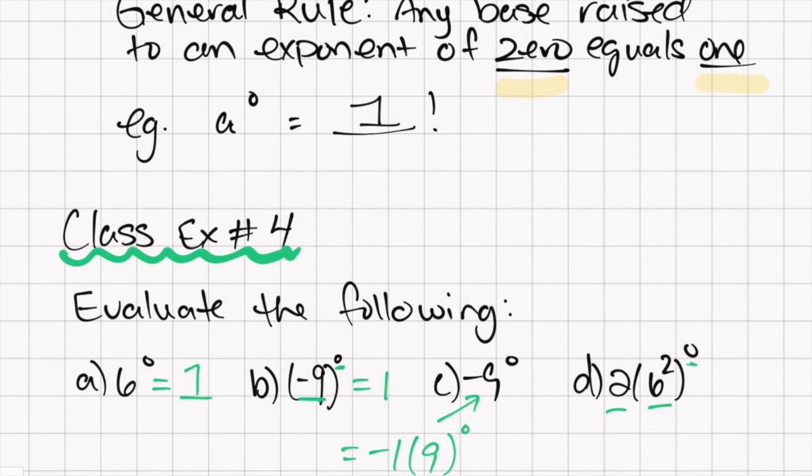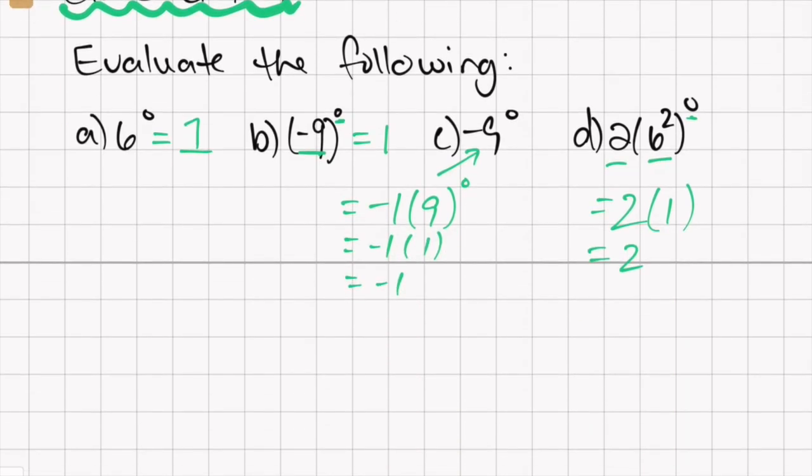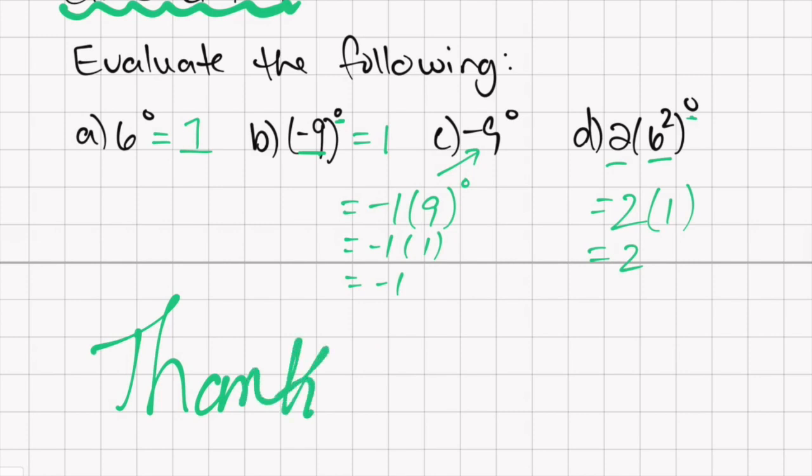For our second question here, we have a similar situation. We have 2 being multiplied by 6 to the power of 2, and that's raised to the power of 0. So we would have 2 times 1, because 6 to the power of 2 raised to the power of 0 is 1. So that would equal 2, because 2 times 1 is 2.